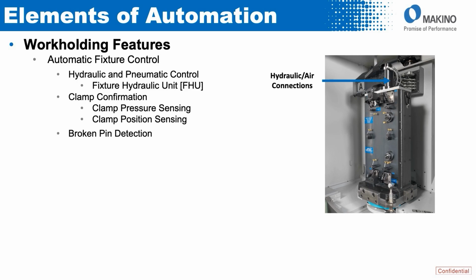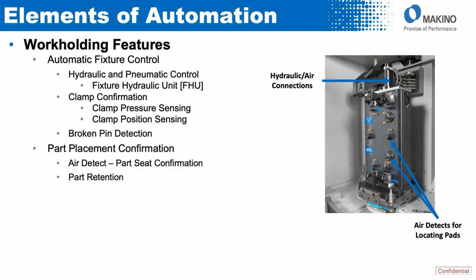And the last one is broken pin detection. If you've got a rounded diamond pin that you're locating your parts over, or some type of locating feature, we can check to make sure that pin has not been broken sometime during the process of exchanging parts with that fixture.